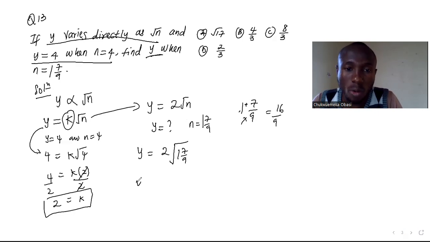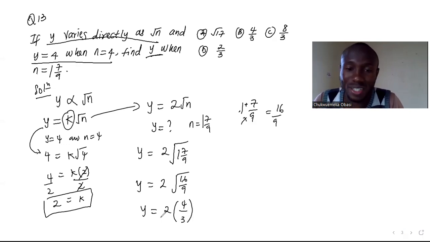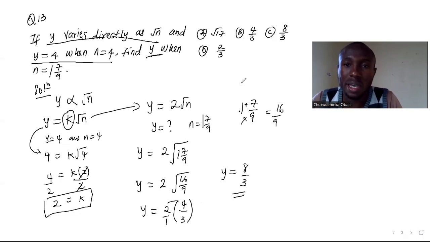So here you have y is equal to 2 root 16/9. So of course, you all know that the square root of 16 is 4 and the square root of 9 is 3. So this is actually 2/1. So 2 times 4 is 8. So you have 8. And 1 times 3 is 3. So our answer is 8/3. That's option C. All right, so let's go to the next question.